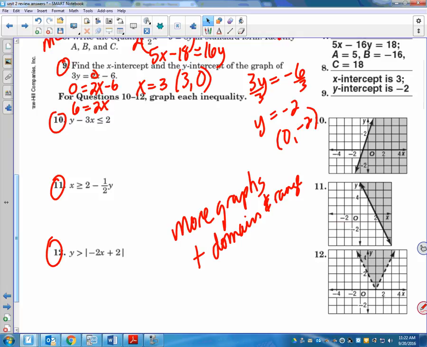For 10 and 11, those are just lines, but you had to put them in slope-intercept form. 11 is definitely tougher than number 10. For number 10, all you have to do is add the 3x over, so you get y is less than or equal to 3x plus 2. So a y-intercept of 2, a slope of up 3 over 1, or down 3 back 1. It's a solid line, because of the or equal to, and with less than we shade below.